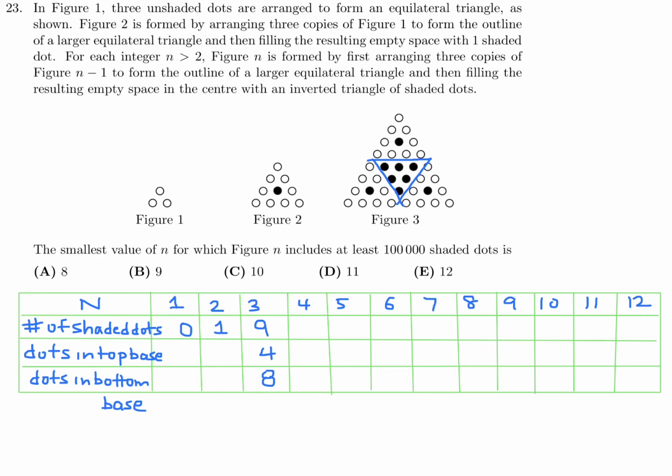And for these guys, let's see here, the dots in the top base, well, the bottom base here is 4, this is 2. I guess this would be 1, and this would be 2. Okay, so that we got directly from the diagram.